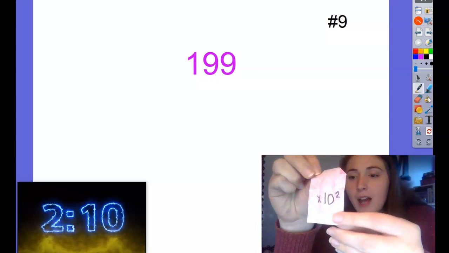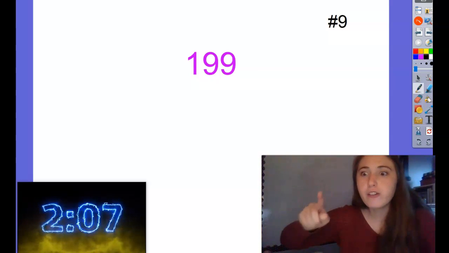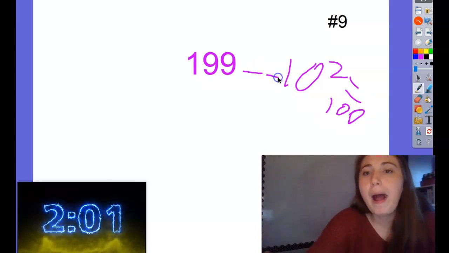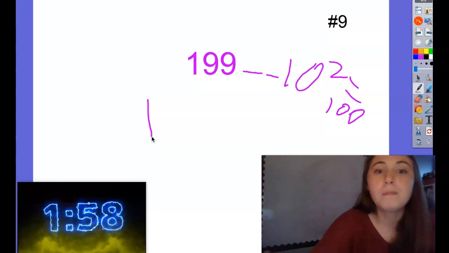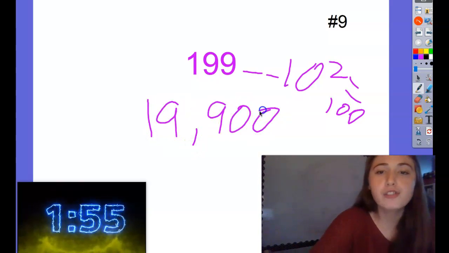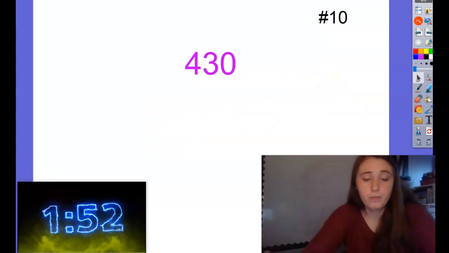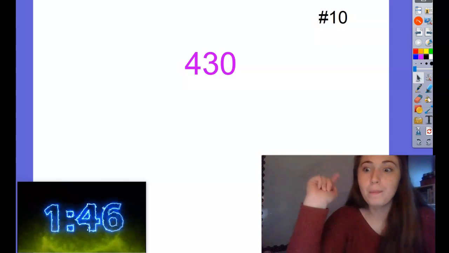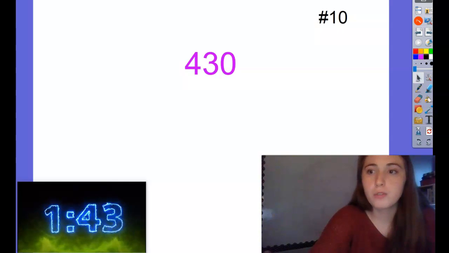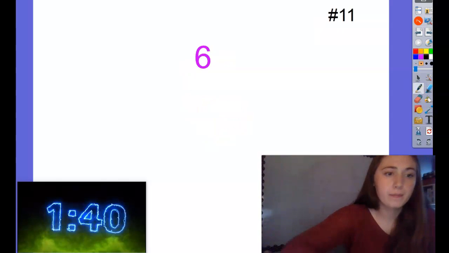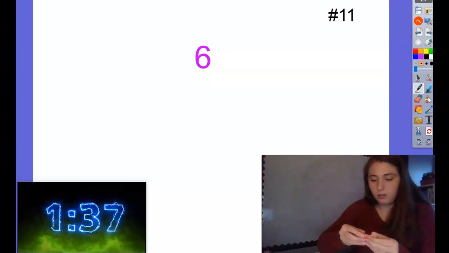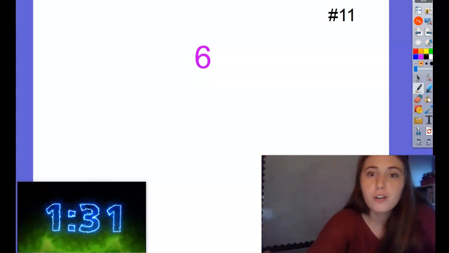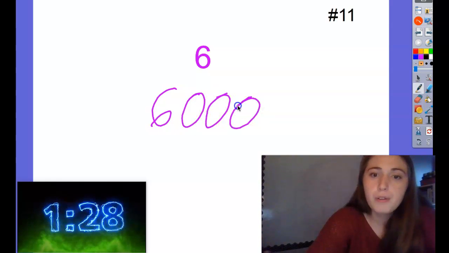Okay, times 10 squared. So 10 squared equals 100. So times 100. So I'm adding 2 place values. 19,900. All right, next problem. Times 1 over 10. So that means 1 place value less. So 430 becomes 43. Times 10 to the 3rd. So I'm getting 3 place values larger. So 6 and 1, 2, 3, 6,000.